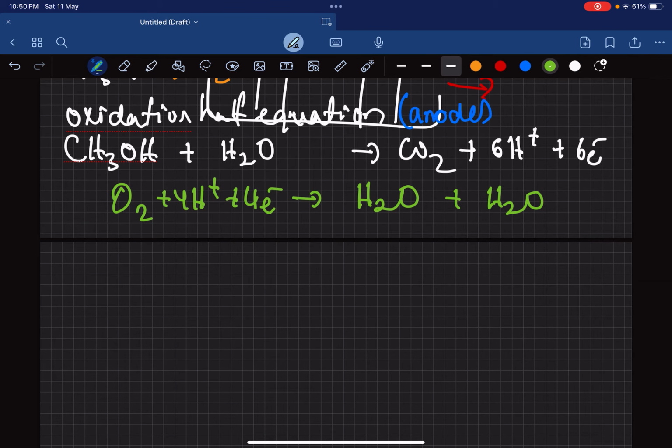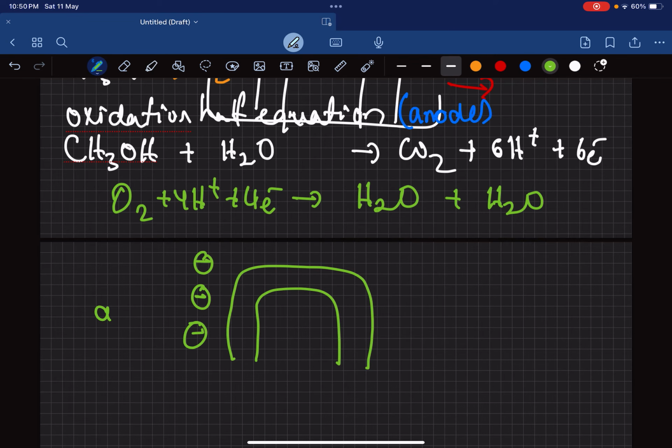All right, and then other things are like salt bridge. When you have a salt bridge, please remember that anions, all the negative ions, will go to the anode. Cations, all the positive ions, will go to the cathode. Okay, you got to remember that.